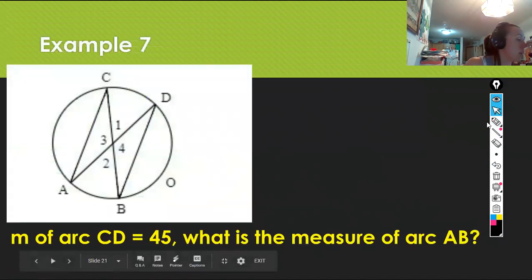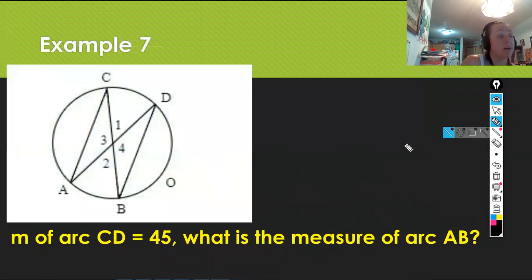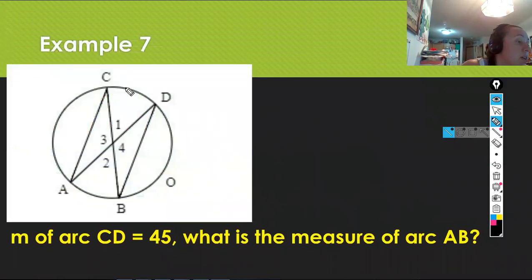It's pretty cool. Okay, so in this one, if the measure of arc CD is 45, what is the measure of arc AB? So this one is using that property. Remember, we have a central angle here. That means angle 1, since it's a central angle, is going to be whatever that arc measure is. So it's going to be 45.